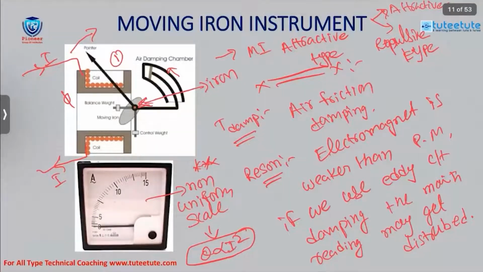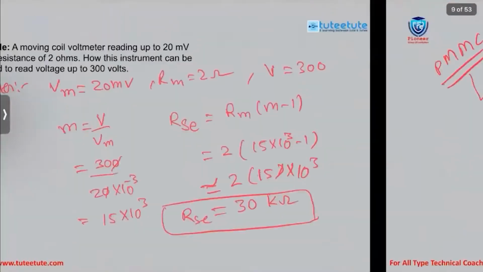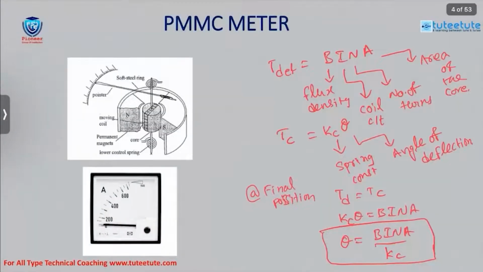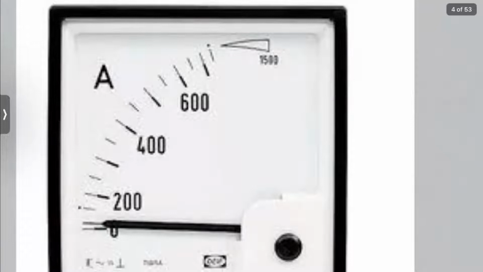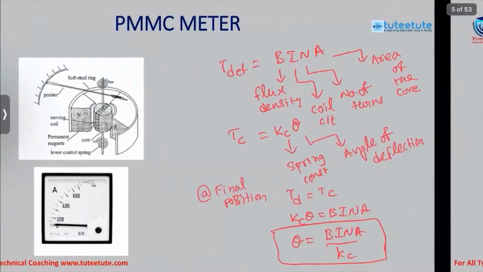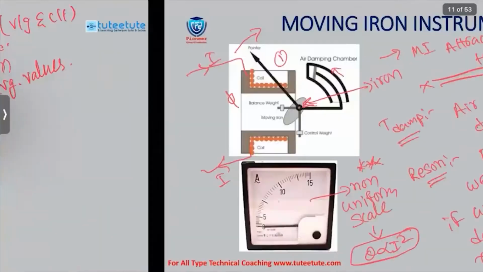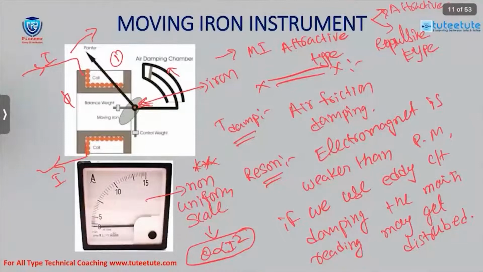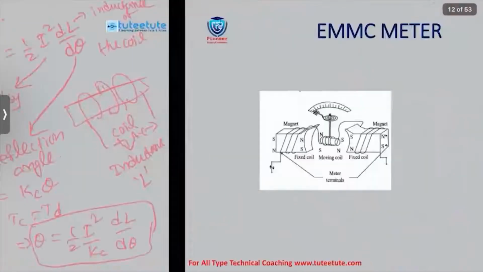You can observe the differences easily. From 5 to 10, how many divisions are there? From 10 to 15, how many are there? The scale is not uniform in the moving iron instrument. Whereas in the moving coil instrument, all the divisions are equal. The distance from 0 to 200 is the same as from 200 to 400. Here in the PMMC meter the scale is uniform because theta is directly proportional to I, whereas in the moving iron instrument the scale is non-uniform because theta is directly proportional to I square.